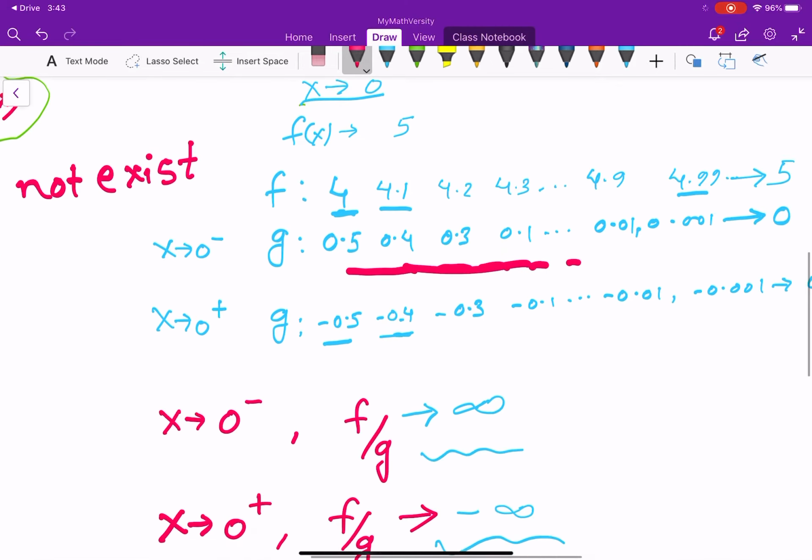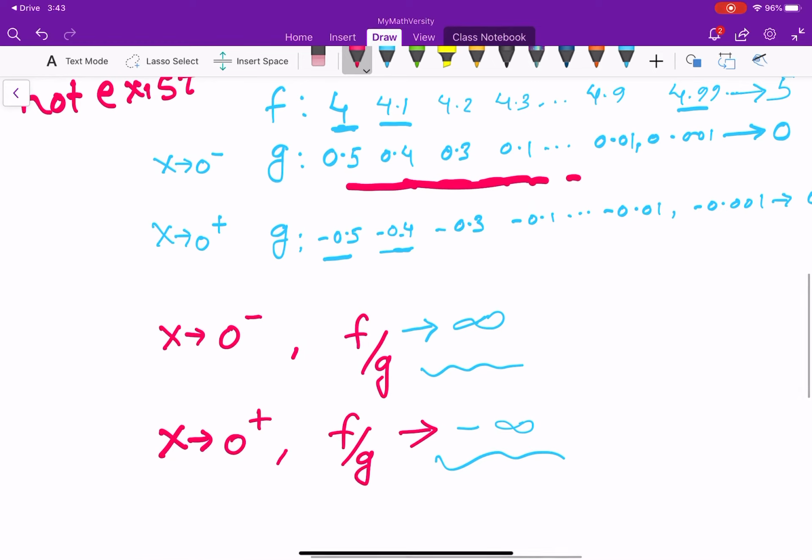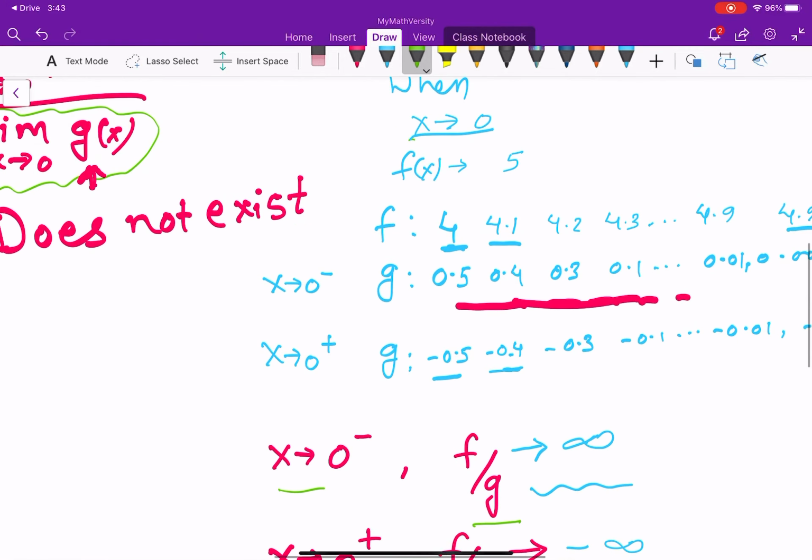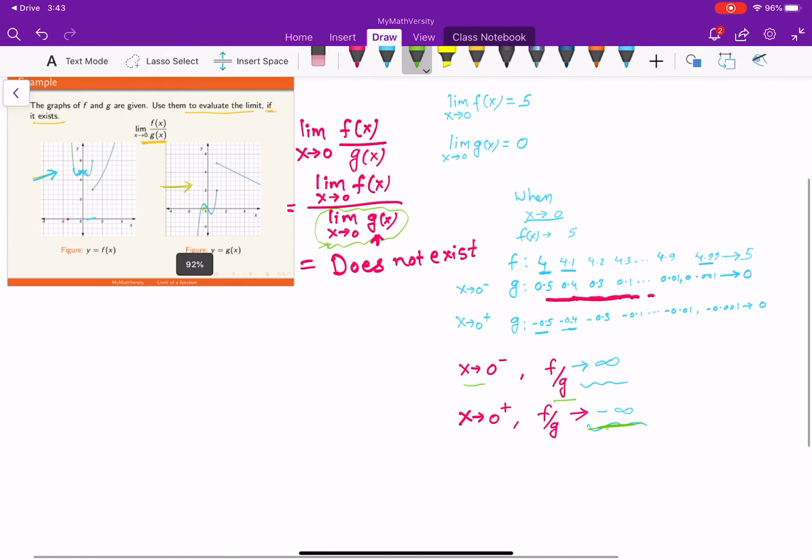It turns out this is the behavior: when x gets closer and closer to 0 from the left side, f over g, this quotient function, gets larger and larger. When x gets closer and closer to 0 from the right side, it gets smaller and smaller. That doesn't match up; they behave differently from the left and right. So definitely in that case, we can say the limit does not exist.